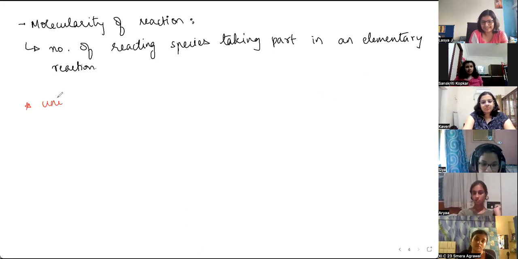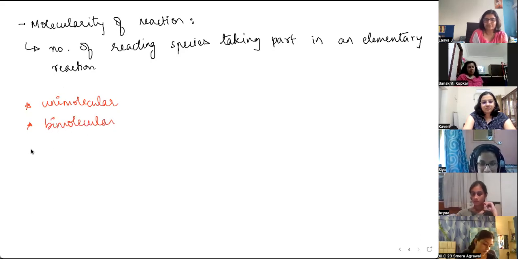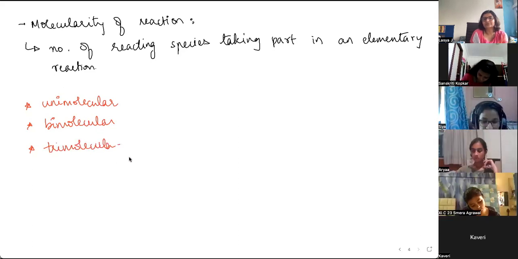SN1, SN2. Yeah. So there we saw how many molecules need to collide simultaneously for that reaction to take place. So you have unimolecular, bimolecular, trimolecular, and that way you can go on, depending on how many molecules are required. Bringing it back to SN1, SN2, they're very good examples to show this.